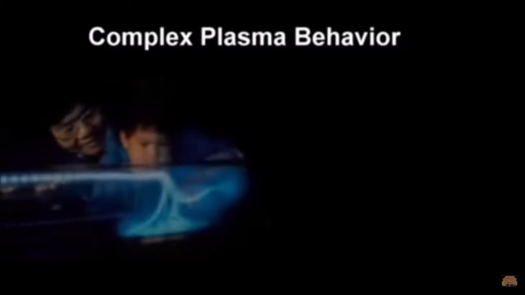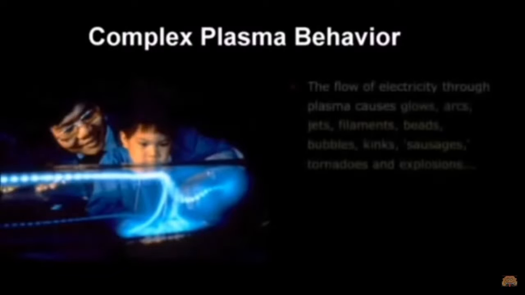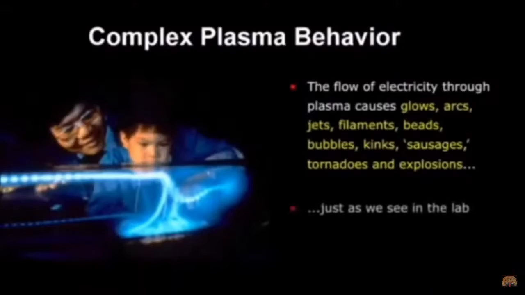Interestingly, plasma behavior is extremely complex, far more than I ever imagined. As I say here, the flow of electricity through plasma can cause glows, arcs, jets, filaments, beads, bubbles, kinks, sausages, tornadoes, and explosions. That's a pretty fair range of phenomena to be going on with a single mechanism. It's just as we see in the lab, and as it turns out, it's just as we see in deep space.